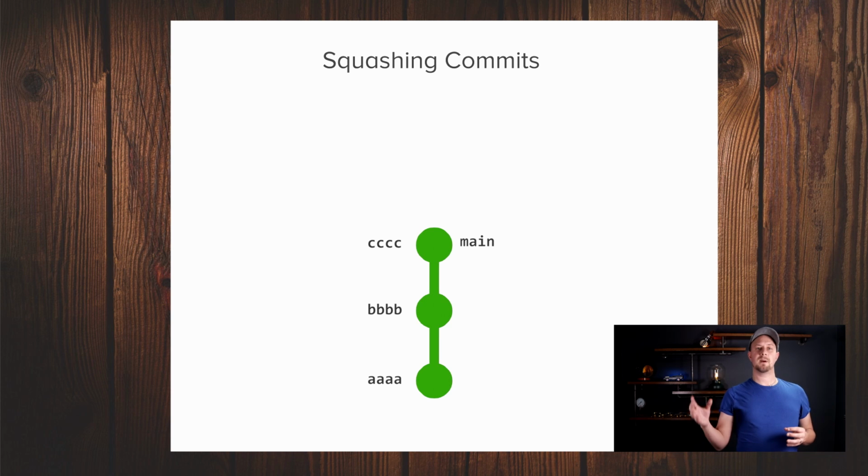Now, squashing is where we take a bunch of commits and replay them all on top of each other to create a new commit that contains all the changes of these three commits here. Remember, and I say this time and time again on this channel, commits are immutable. Squashing doesn't destroy anything in your Git object database. It just creates a new commit that includes all of the changes of these commits that you've squashed.